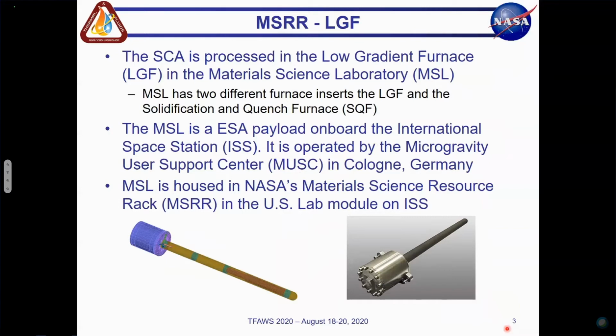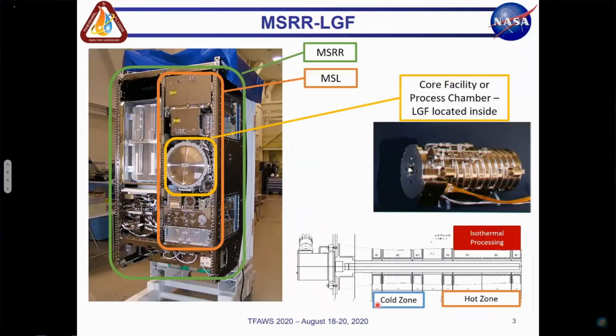It is operated by the Microgravity User Support Center, MUSC, in Cologne, Germany. MSL is housed in NASA's Material Science Resource Rack, or the MSRR, in the U.S. lab module on ISS. And in the lower left-hand corner here, this is a Thermal Desktop model representation of what a SACA is. I'll go over some more details about the actual cartridge here in a minute. And this is a CAD drawing of the SACA cartridge in the lower right.